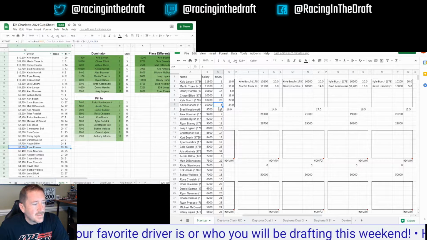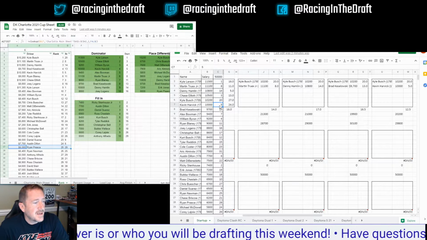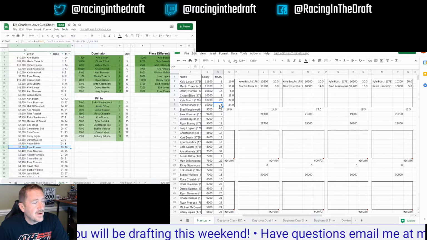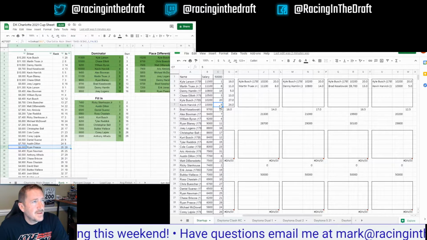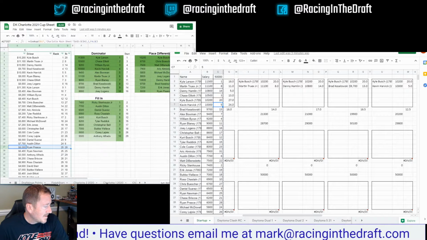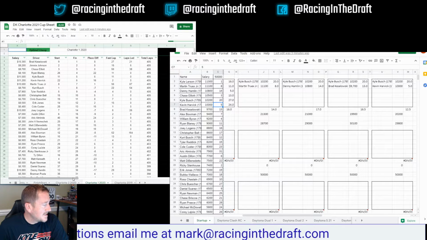Starting 5th, finishing 5th isn't going to give him any place differential upside, but if he finishes 5th, it's going to give him 39 points. If he leads a few laps or has some fast laps, that's going to put him in the mid to high 40s. And let's go back and look at the Coke 600 from last year.